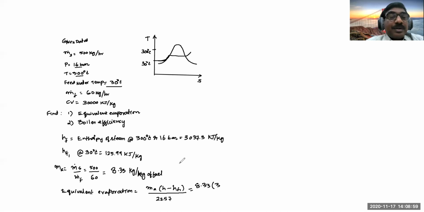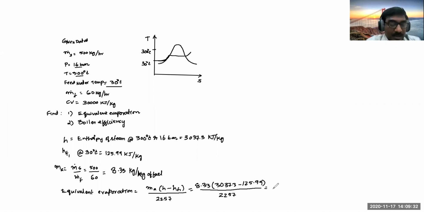H value is, sorry, this is not HF, this is H. This is the final enthalpy. So 3037.3 minus 125.99 divided by 2257. How much is it coming?